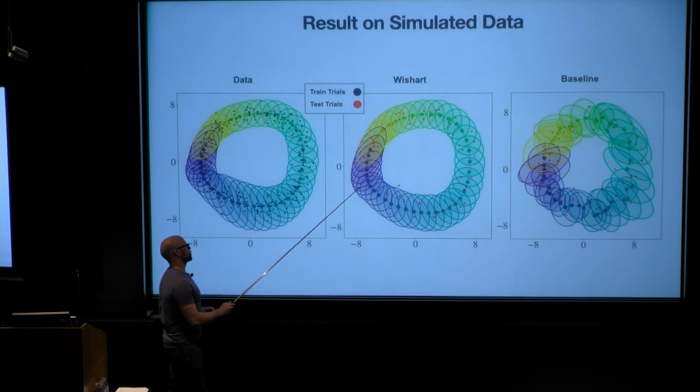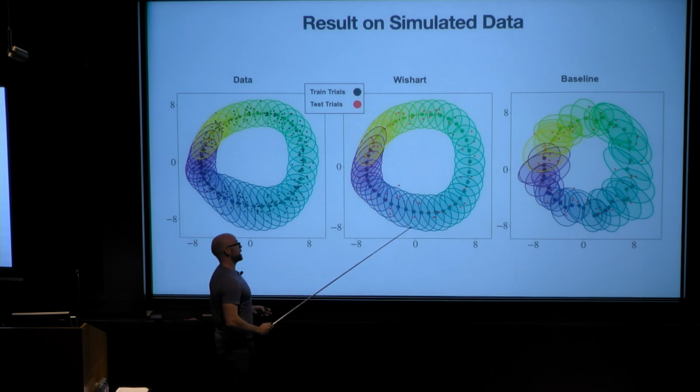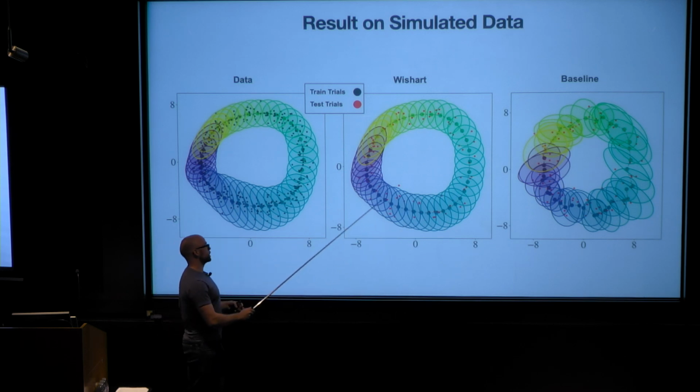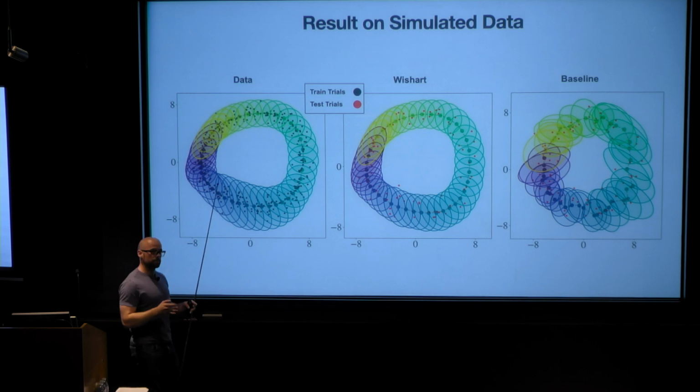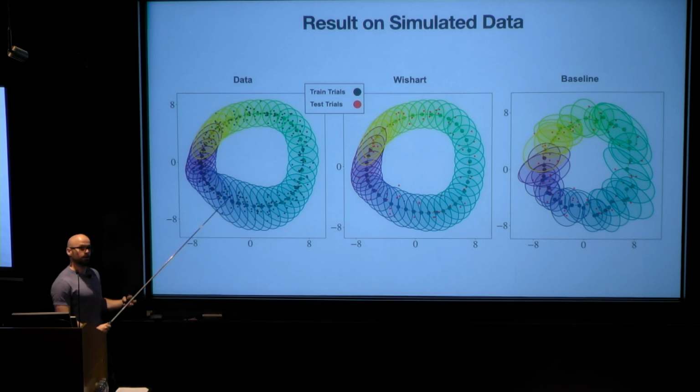If you use a Wishart process and a Gaussian process model, you can pool statistical power from the neighboring conditions, and then you match the ground truth, right?